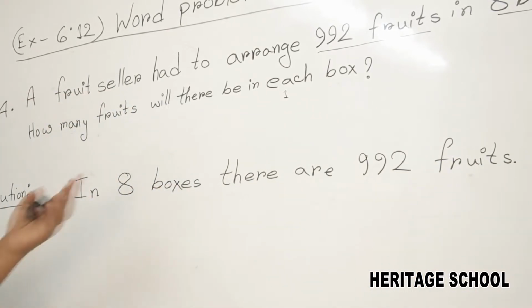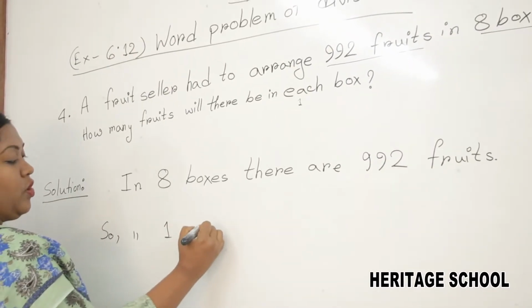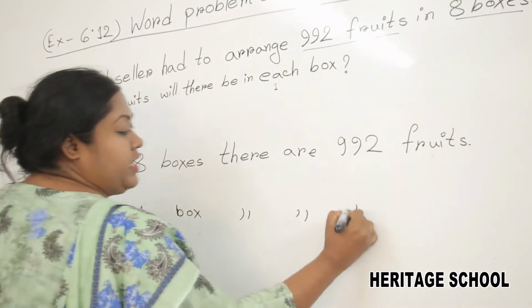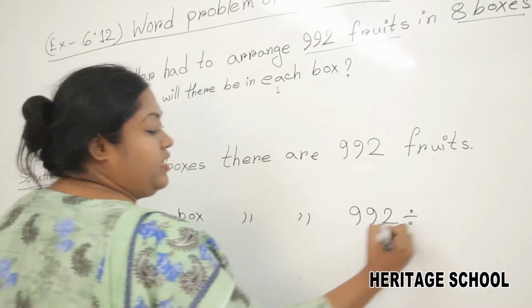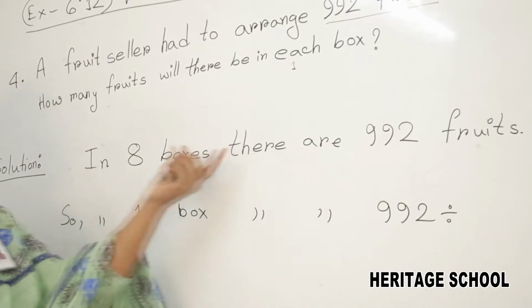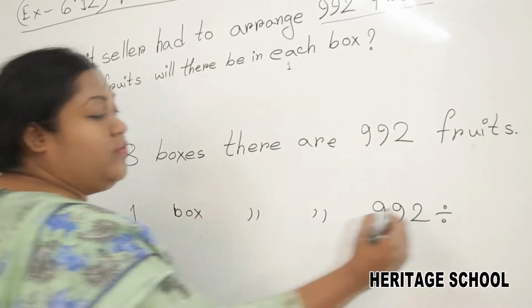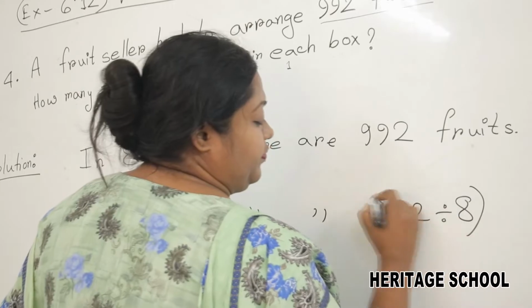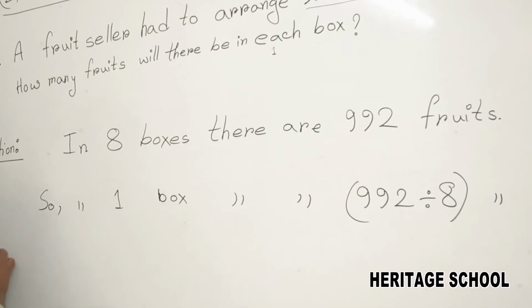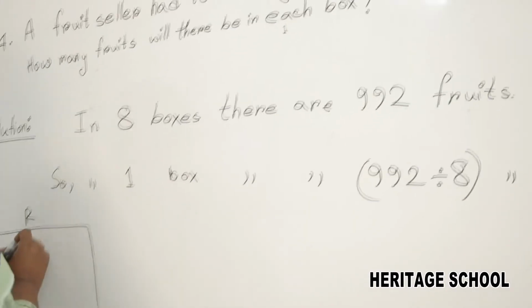They are asking for each box. So in one box, we can give dotted. There are 992, division sign, because this is a division word problem. Why? Because 8 boxes are given. I have to divide in 8 boxes, all the fruits, 992 fruits. So this is the word problem of division. Now we have to do the rough. In the copy, you have to do it on one side, left side or right side. We can do the rough.